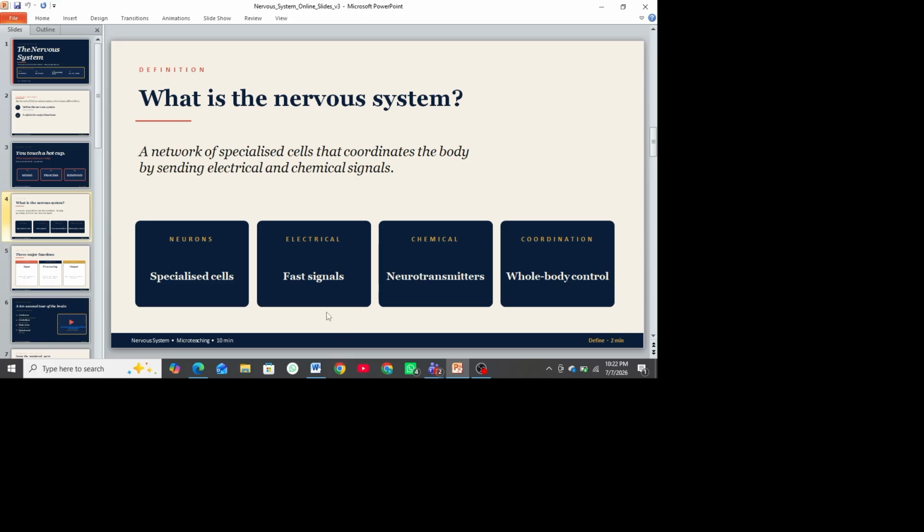So what is the nervous system? A nervous system is a network of specialized cells that coordinate the body by sending electrical and chemical signals. The specialized cells, for example, are the neurons. As you know, the structure of the neurons: they have the cell body, the axon, the dendrites, and the myelin sheath, where the information received from the environment, what is called the stimuli, is received and passed through the neurons. What is passed through these neurons is the electrical signal. Then it is passed to the brain, and the brain coordinates and sends back the response.